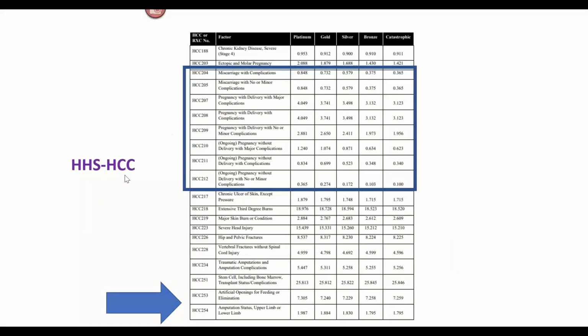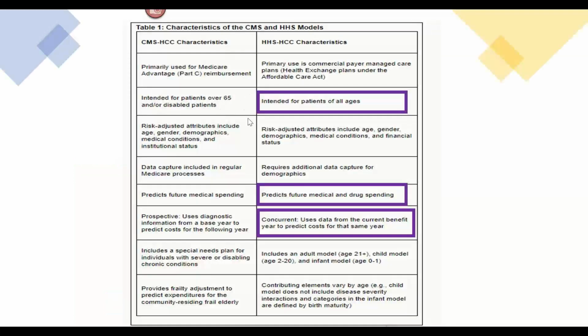And here's an example of the HCC categories in the HHS model. We're seeing pregnancy and things like that we don't see in the CMS model. So the big difference is HHS is intended for all patients. It predicts future medical and drug spending. It's concurrent, using the data from the current benefit year to predict current costs for the same year. And it's got 3 different models: the child model, 2 to 20, the infant model, 0 to 1, and the adult model.